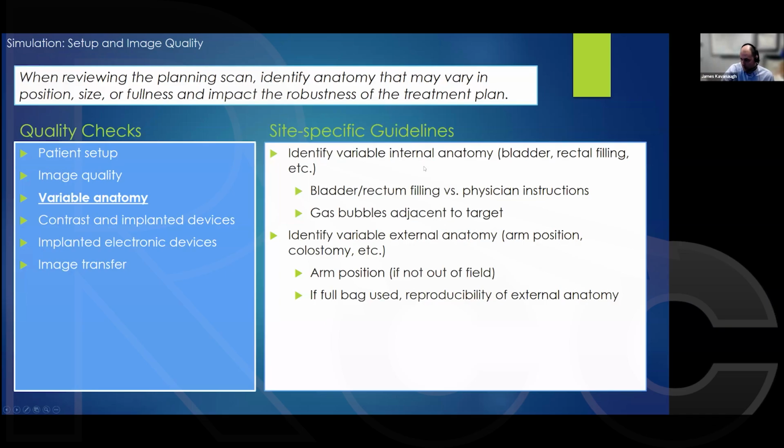Speaking on variable anatomy, going into a little bit more detail, and I mentioned this earlier: bladder and rectal filling following physician's instructions, gas bubbles adjacent to target. Identify internal anatomy that you're assessing, and identify external anatomy, so that's the arm position. Are we out of field, like I had mentioned? And if they have something like a colostomy bag, is that bag going to be used during treatment? Is it in the field? Can we move it out of the field so we're not having density in the sim that's not going to be there? And do we have appropriate instructions for the RTTs to know where to place that for the treatment itself?